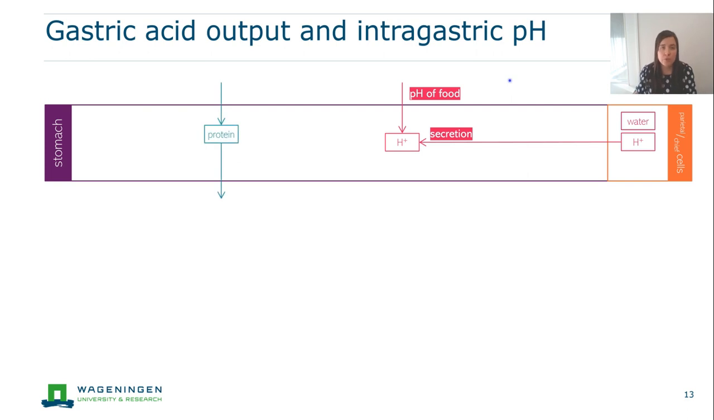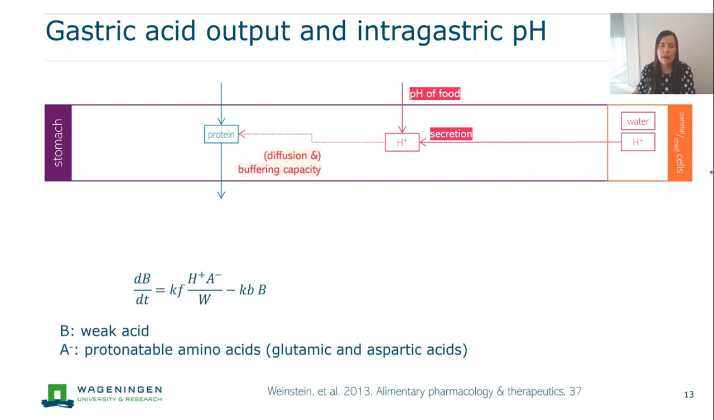Therefore, this is not a significant contribution to the acid pool in the stomach. As protein is consumed with the meal, protein is one of the components with the most significant buffering capacity in the meal. And this is also described in our model. So we have an outflow from the acid pool into the protein to account for the buffering capacity. The protonatable amino acids are considered as the conjugated base to a weak acid, which is the buffered protein.